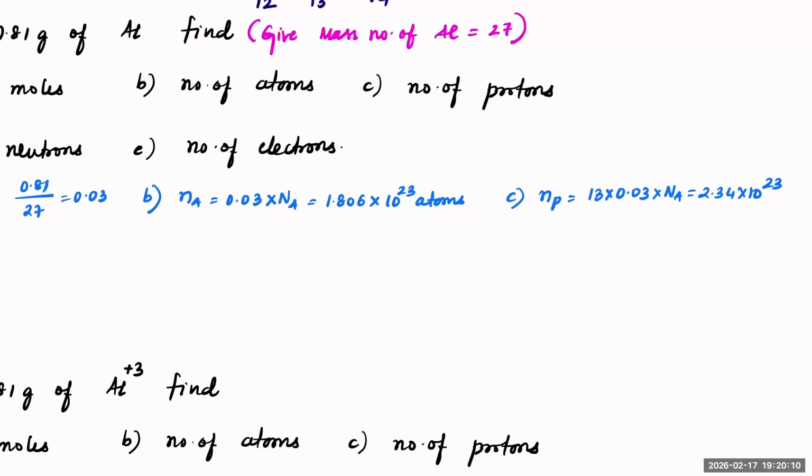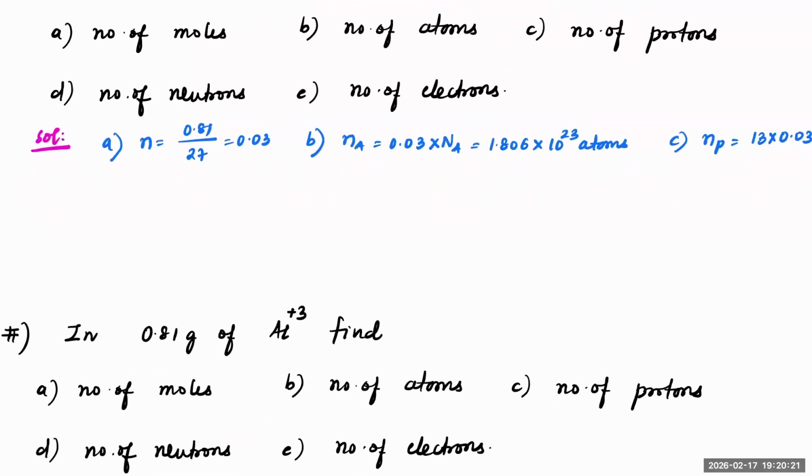Yeah, I'll just change it out. So how much am I getting when I multiply that by 6.023? Yeah, I'm getting it correct. It's 2.34. Okay. Next, D.